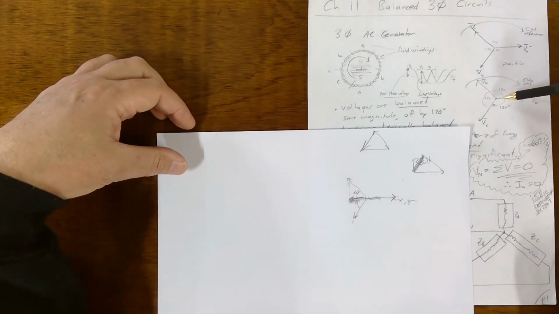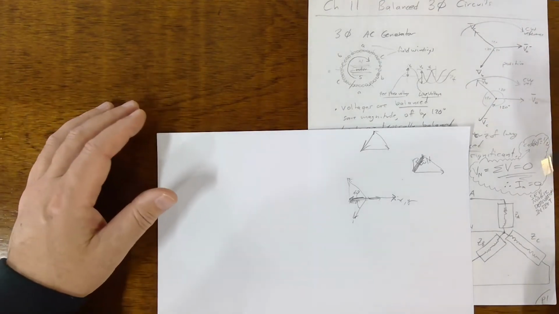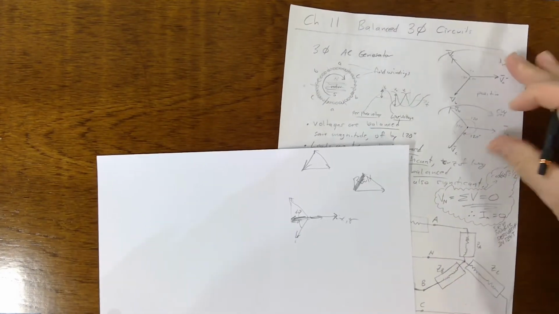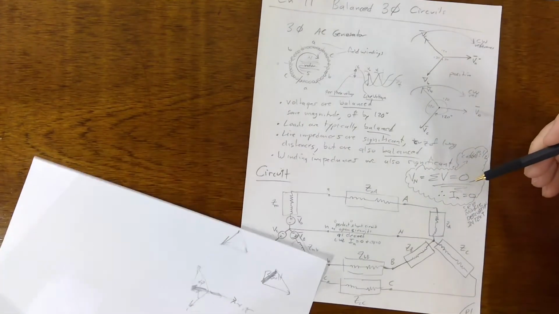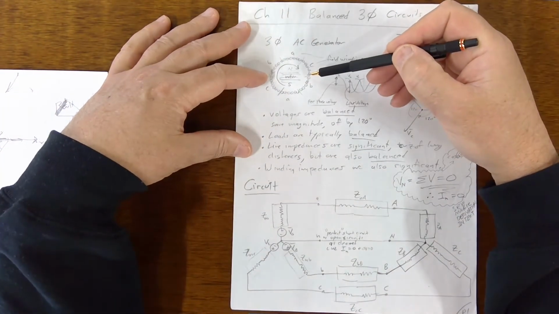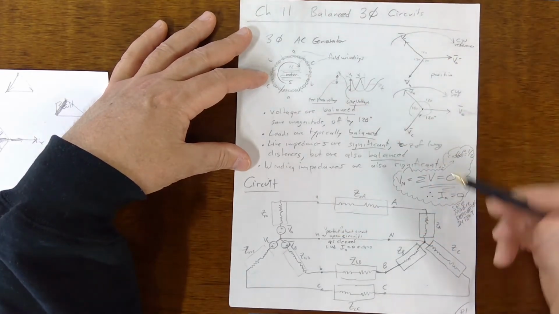It's easy to see that in the vector diagram. The book does it mathematically, algebraically, and it's pretty cool, but a real trip, almost magic. All right, so we have these three-phase generators. They're connected to loads in different ways.